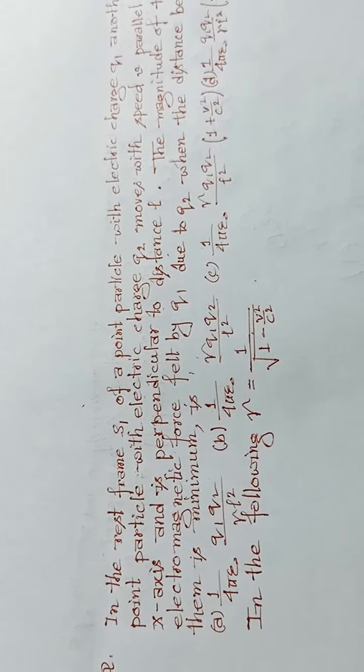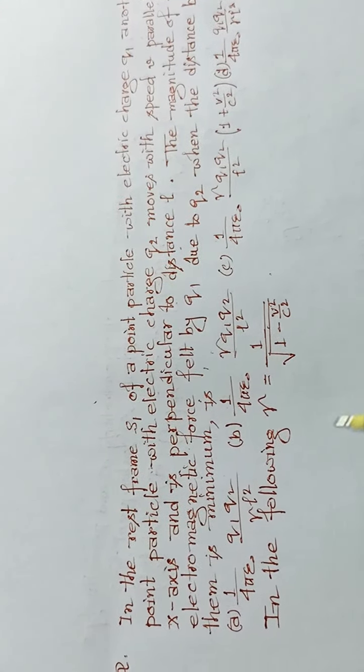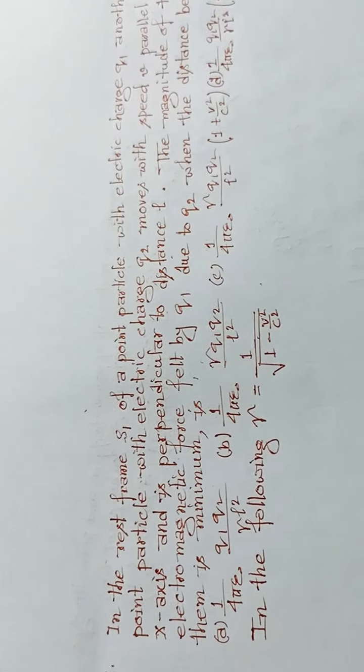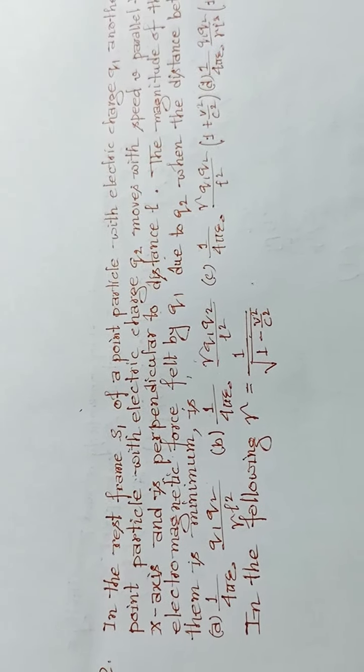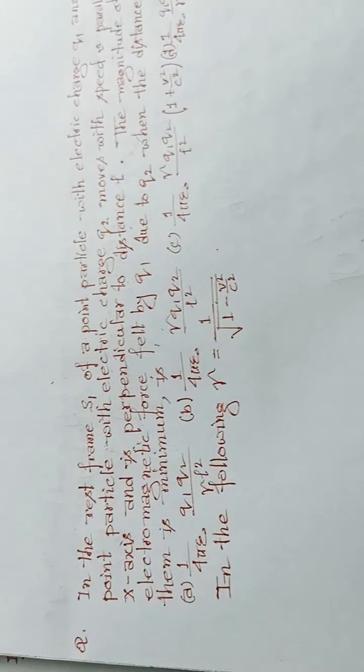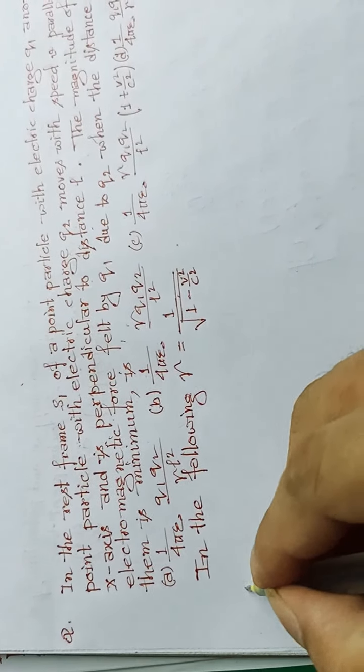It is mentioned that we have to take the length contraction factor gamma equal to 1 divided by the square root of 1 minus v squared by c squared. So let's solve this question.